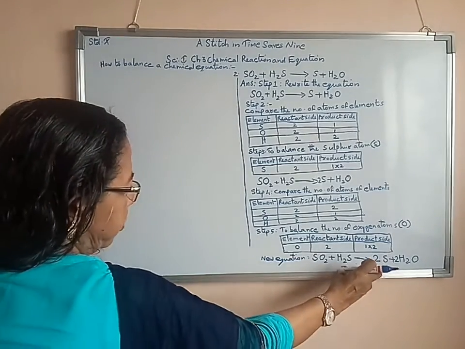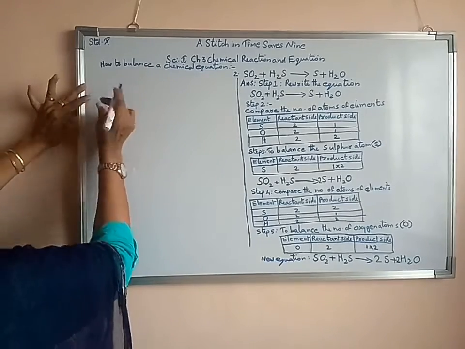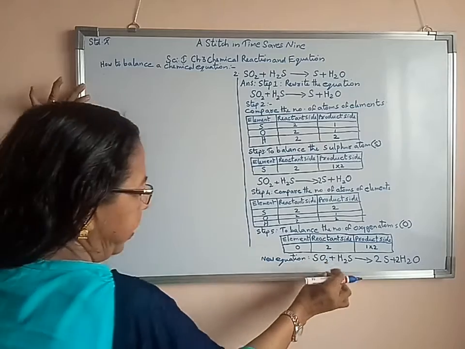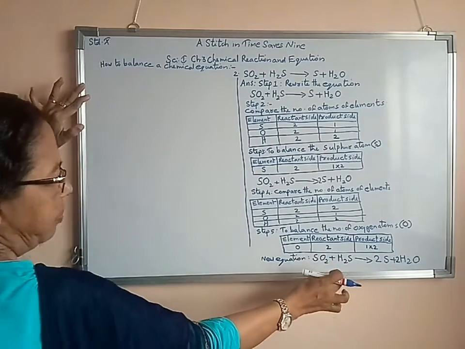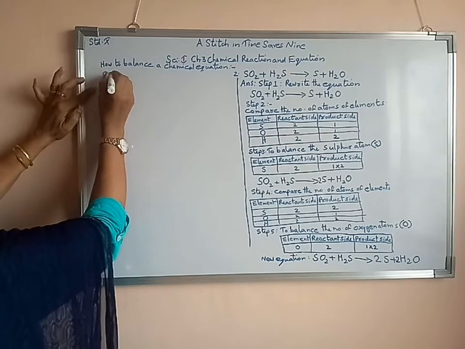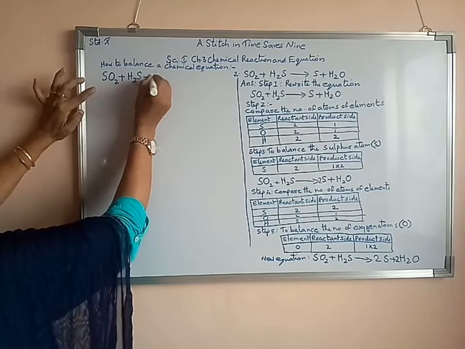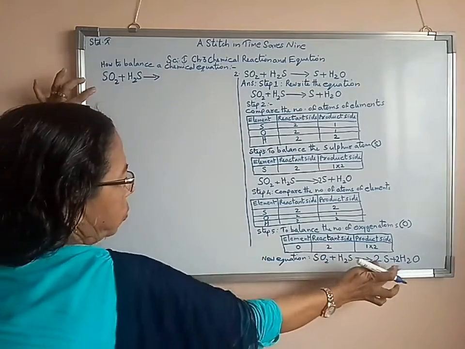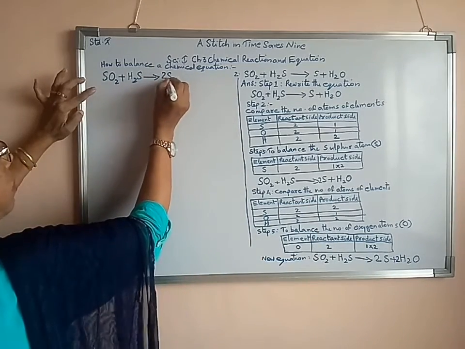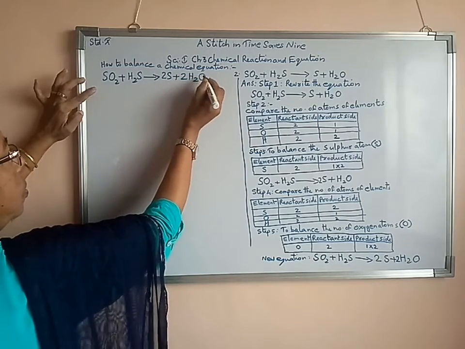So for that same question, this new equation I am copying here. If you are continuing, no need of copying, but here space problem, so I am copying it here. That is SO2 plus H2S gives rise to 2S plus 2H2O.